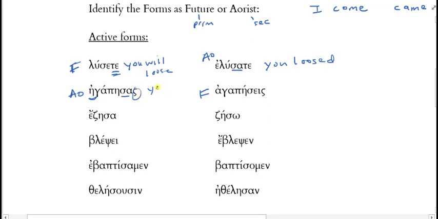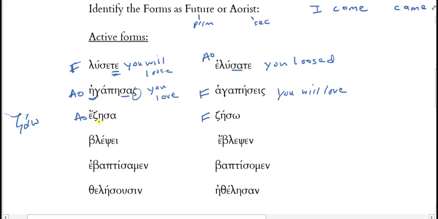Second singular. You loved. Agapeseis, you will love. Okay. Look at edzesa. This is from the verb zao, I live. Zao, edzesa. Future or aorist? Aorist. Zeso? Future.